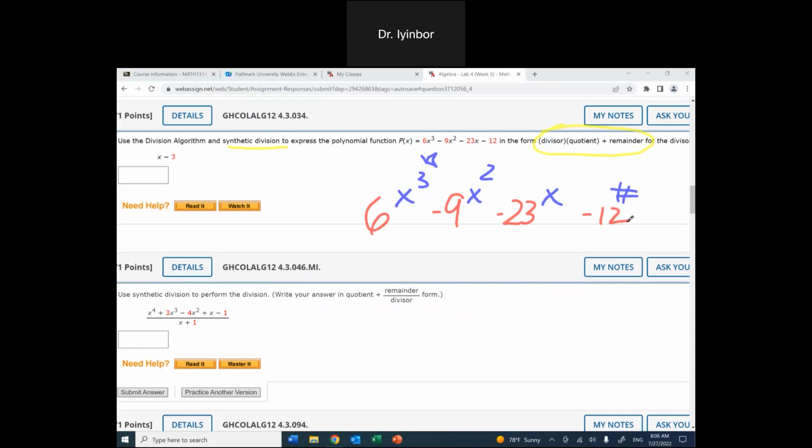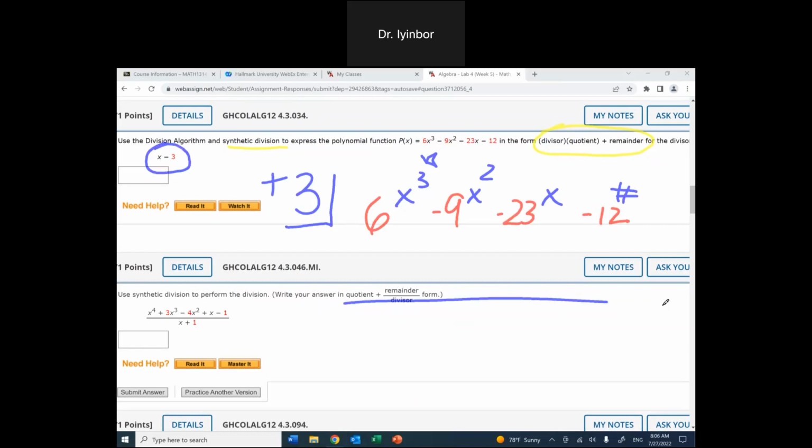And then in front of the table, you're going to put a number you're going to use in the calculation, which is next to x. So I have x minus 3. So in front of the table, I'm going to put positive 3, the opposite, change it. X minus 3 becomes plus 3. And then we're going to calculate the table.